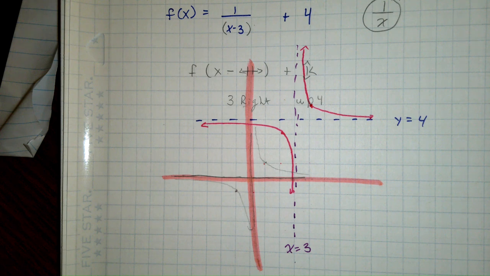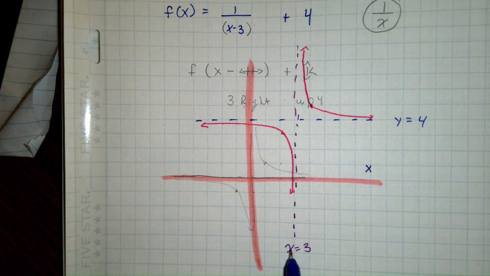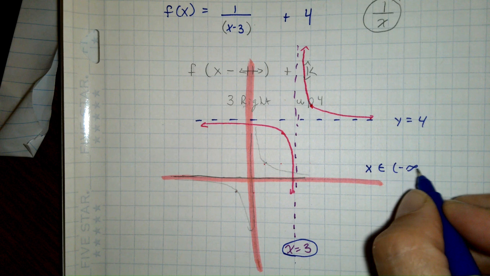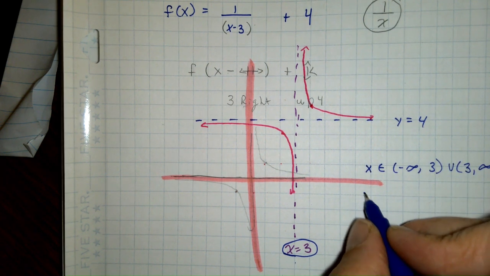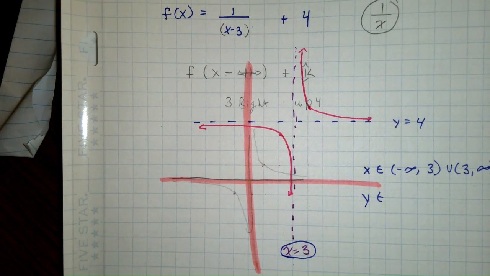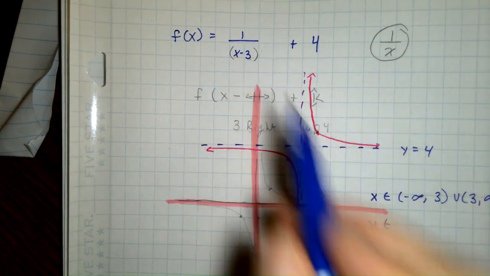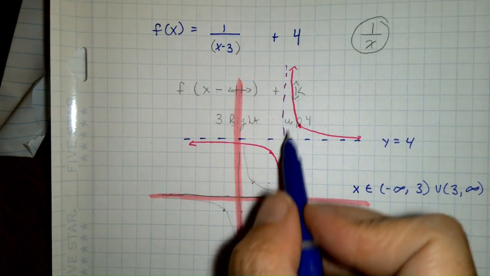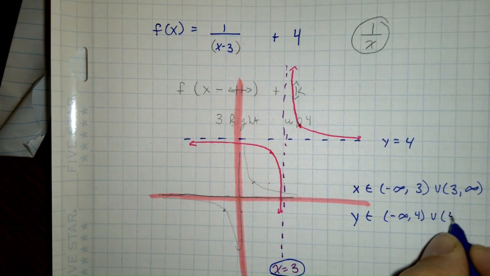So now domain and range. X, we come along, the only x value we skip is 3. So our x is from negative infinity to 3, or 3 to infinity. And this was a domain error because you can't divide by 0. If I substitute 3, that would be 1 divided by 0 because 3 minus 3 is 0. That's why we skipped 3. And it looks like vertically we skipped 4. So negative infinity to 4, or 4 to infinity.